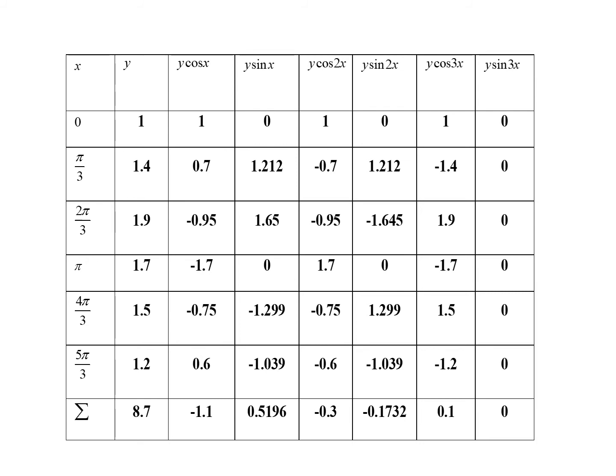So that's why we are putting the column for y cos x, y sin x, since these two are for first harmonic. Then the second harmonic terms, y cos 2x and y sin 2x. Next we move on to third harmonic terms. So y cos 3x and y sin 3x. So just for a sample, let me explain how to get these values.